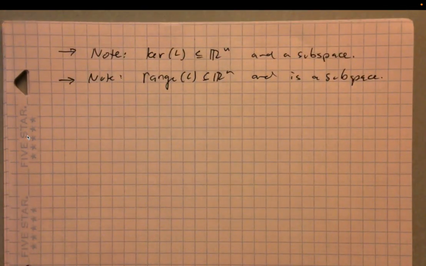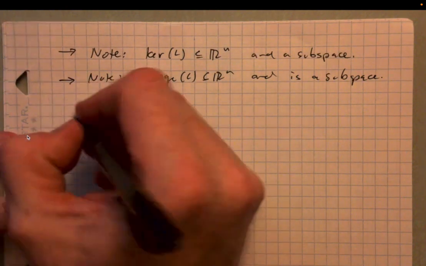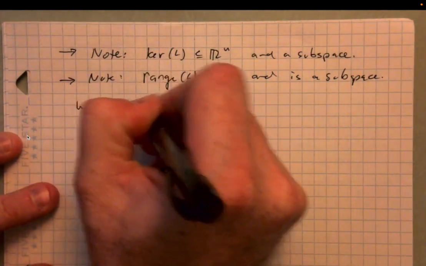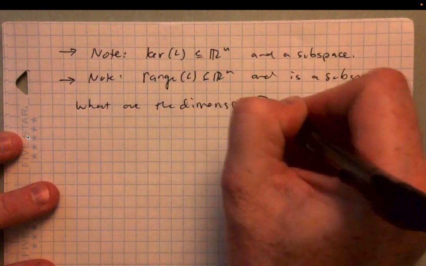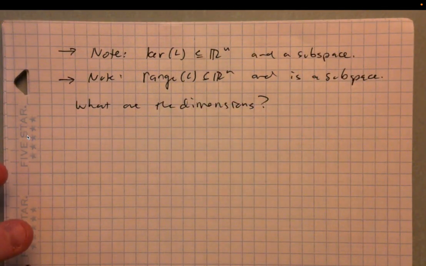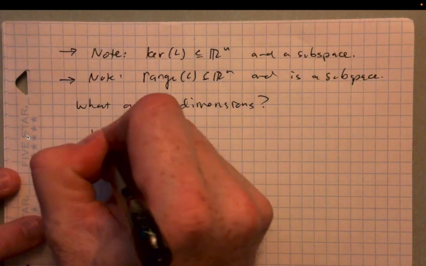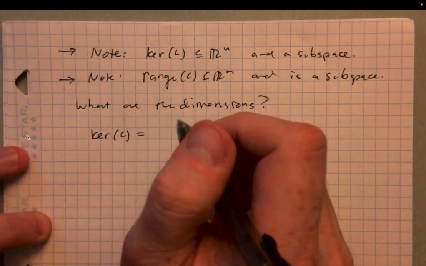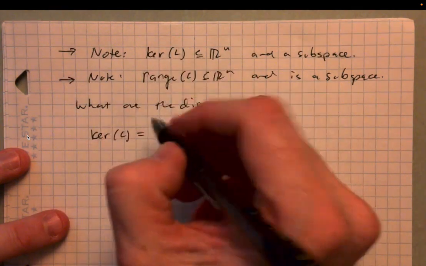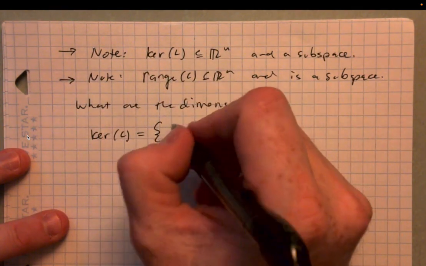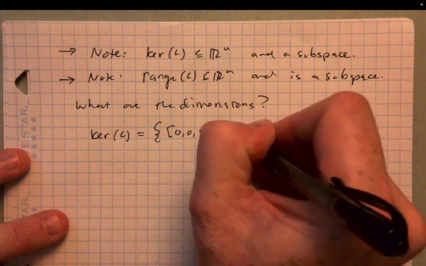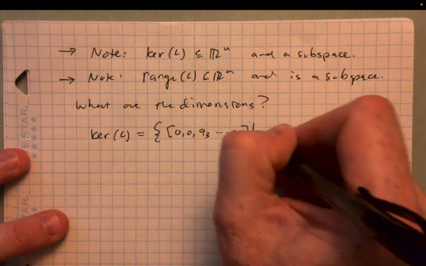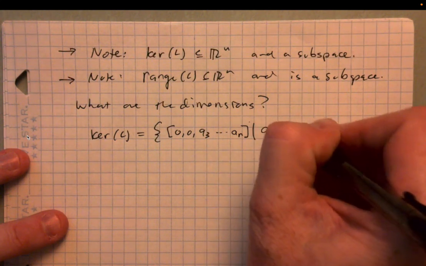Okay. What are the dimensions? If we think about the kernel and the range that we just looked at, what are the dimensions? Remember we said that the kernel is the set of all vectors 0, 0, A3, ..., AN, such that Ai is in R.